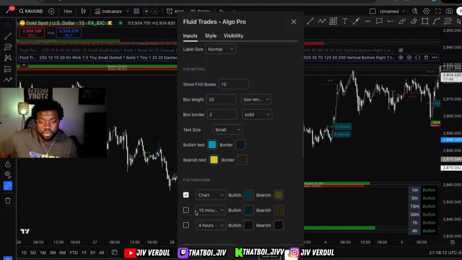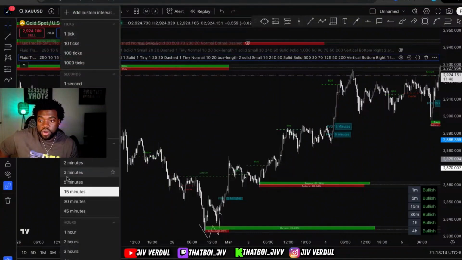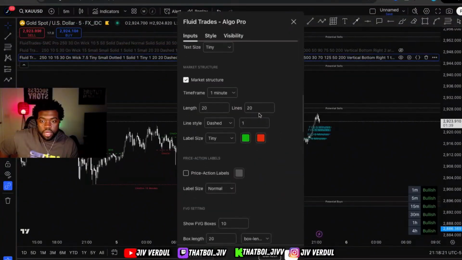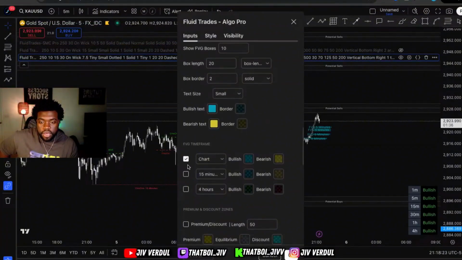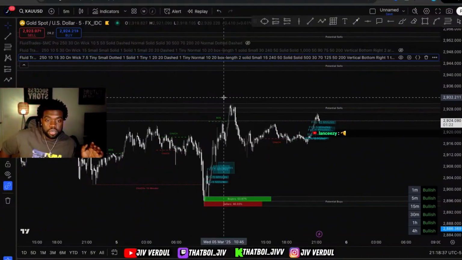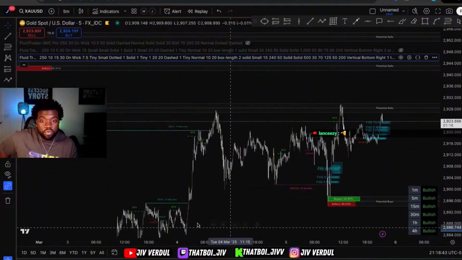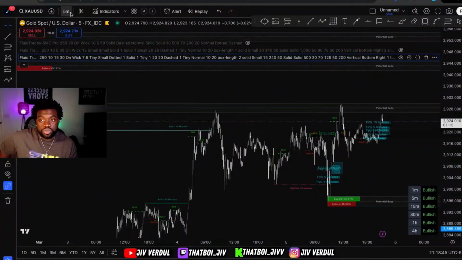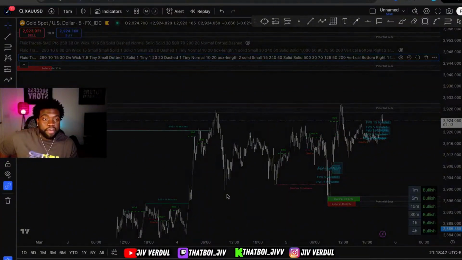For example, if we go to the 5-minute time frame and go to our fair value gap feature, we could click to turn on the 15-minute fair value gap, so we could see 15-minute. We can also turn on 4-hour fair value gaps, all on one chart. Literally, guys, all in one chart. So you'll always have a clue of when price is going to have a reaction.